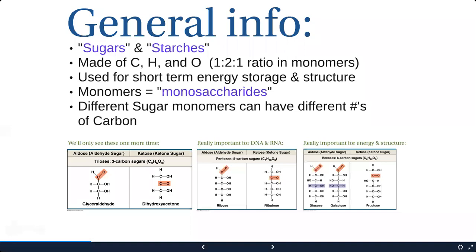Now, monomer is a generic term that can apply to any of the macromolecules, but specific to carbohydrates is the word monosaccharide. So it has the same beginning. Mono means one, and then saccharide is another term for a sugar. So monosaccharides. And you can have different sugars that have differing amounts of carbon. Usually the ones that we focus on in this course are going to be the 6-carbon sugars. So we'll talk about glucose, galactose, fructose. But we do also talk about the 5-carbon sugars, ribose and deoxyribose. Those come up in DNA and RNA.